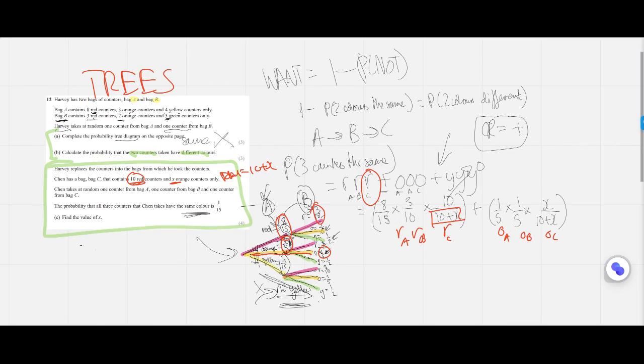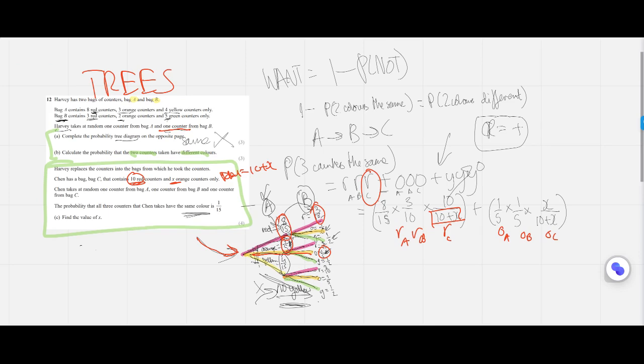So following the information I've been given in the beginning, which tells us how many counters of red, orange, and yellow I have in bag A, and the number of red, orange, yellow, and green counters I have in bag B, I then use the information that Harvey just takes at random one counter from bag A and then one counter from bag B to construct this beautiful probability tree diagram that I've just put an arrow in red. And so we get all the probabilities there.